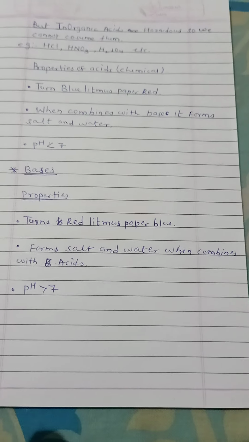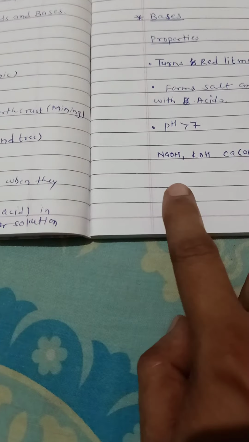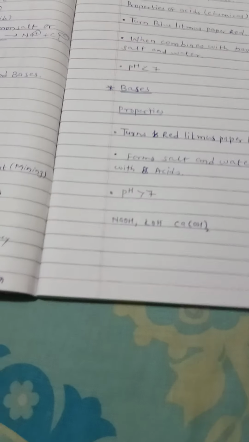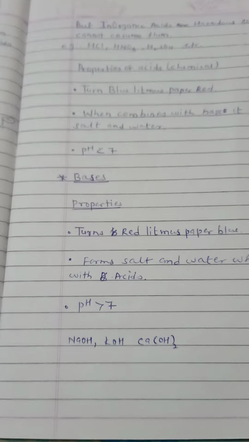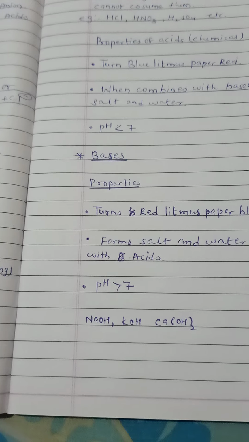I have not taken example. I will give you the example, that is NaOH, KOH, Ca(OH)2. These are the examples, that is sodium hydroxide, potassium hydroxide and calcium hydroxide are some examples of these bases. I hope you might have understood with this particular video. I hope you might have got some insight about salts, properties of acids and properties of base.